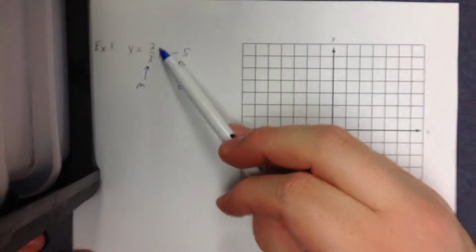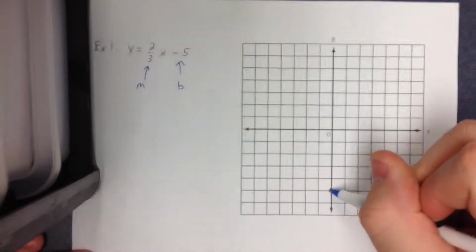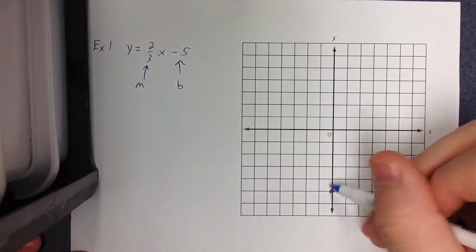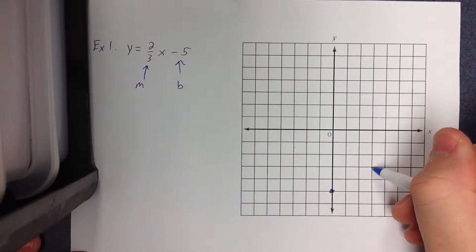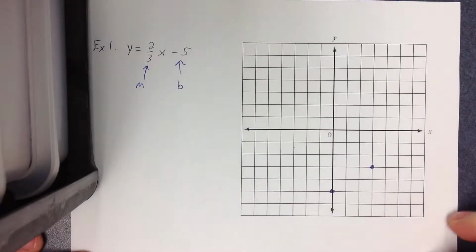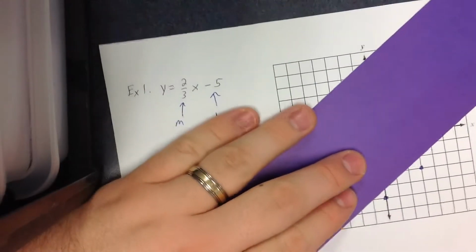So I start at negative 5 on the y-axis because it's the y-intercept. Then again, we got rise over run. So from the starting point, I'm going to rise 2 and run 3 to get my next point. Then I grab a straight edge and connect them.